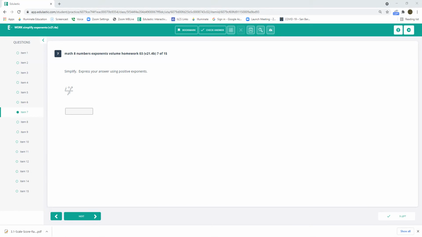So I don't see any power multiply. I do see some base add, so negative 5 plus 9. That's going to be j to the 4th over j to the 2nd. And more on top or bottom? More on top. How many more? 2 more. So j to the 2nd.